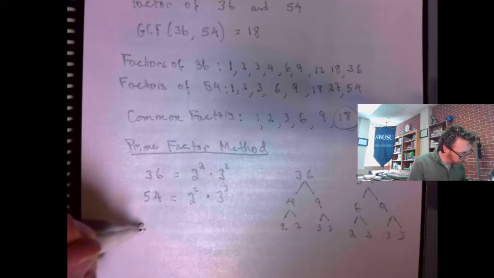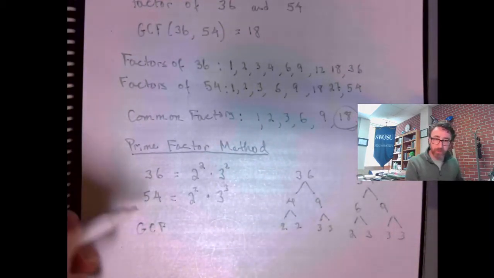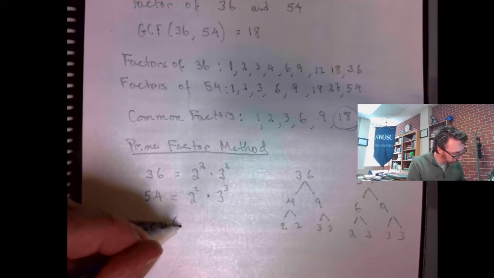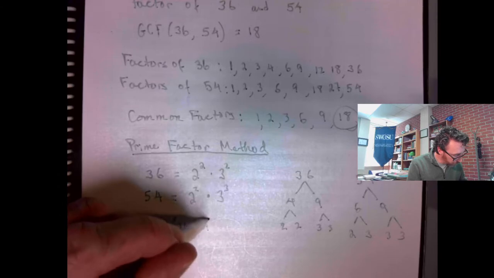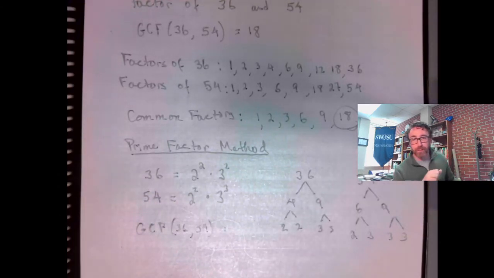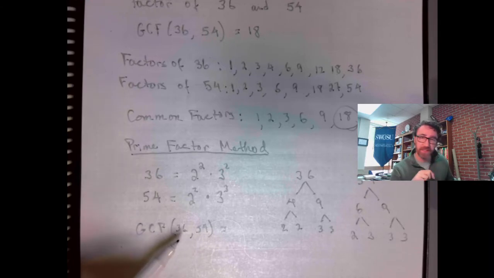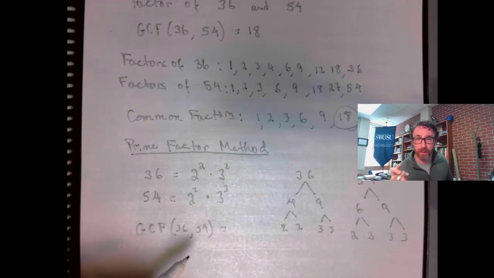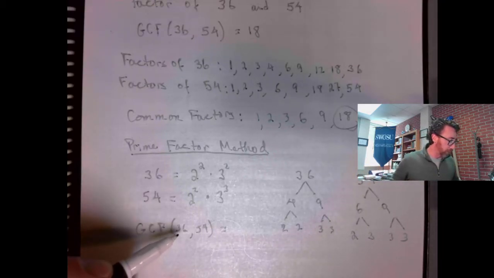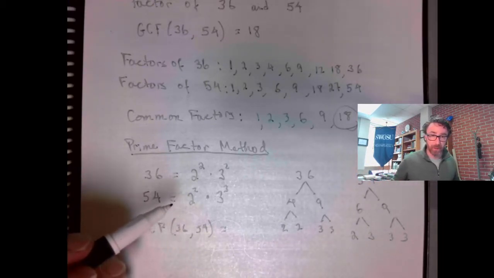Now, when you've got the prime factorization, you can build your GCF. Here's the tricky part. It might sound a little counterintuitive, but remember, we are trying to come up with a number that divides into 36 and 54 evenly. So the number we come up with is going to be smaller than either of these two numbers. If your number is bigger than 36, it can't divide into 36. It's got to be smaller than 36, and also smaller than 54.